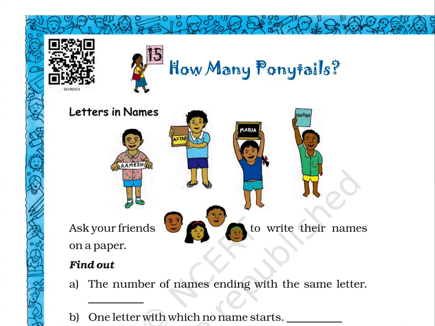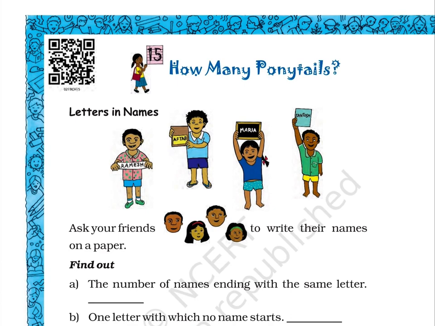CIET NCERT presents Audiobook of Mathematics for Class 2 entitled MATHMAGIC 2. This is Chapter 15, How Many Ponytails? From page 124 to 128. Page 124. Let's start reading Chapter 15.